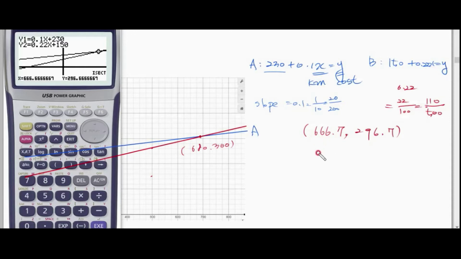So we should say to Alex that if you are driving less than 666, you should choose B, and if you drive more than that, you should choose A.